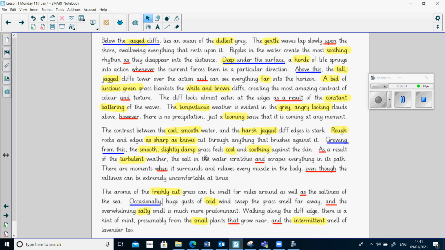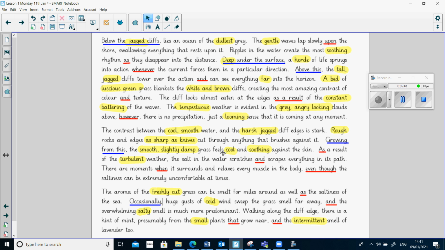Then there are lots of yellow on here. Jagged, dullest, gentle, deep, far, tempestuous. Have a think of what they are. Yeah, they're all adjectives and all examples of really good descriptive language.